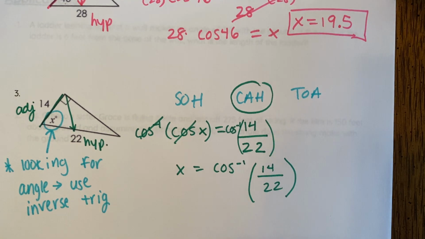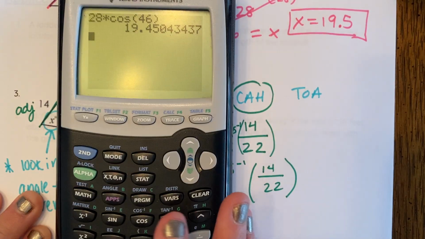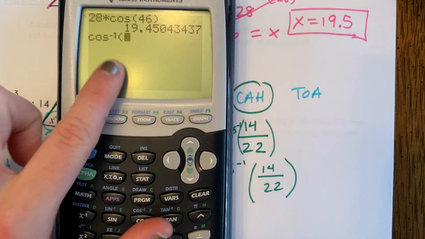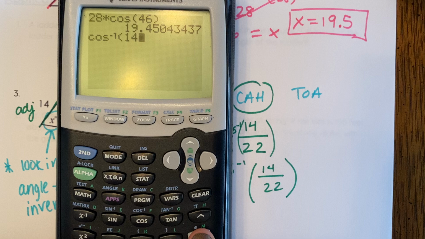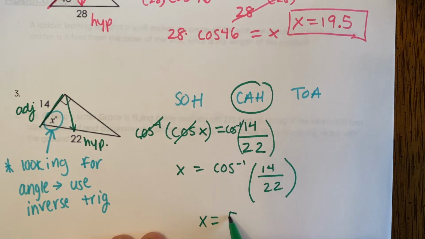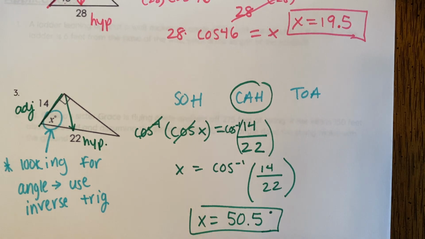So let's plug that in to our calculator. So remember, we did the second key, cosine, so we get the cosine inverse, the -1, 14 over 22. So x is equal to about 50.5 degrees. So x is equal to 50.5 degrees. Okay.